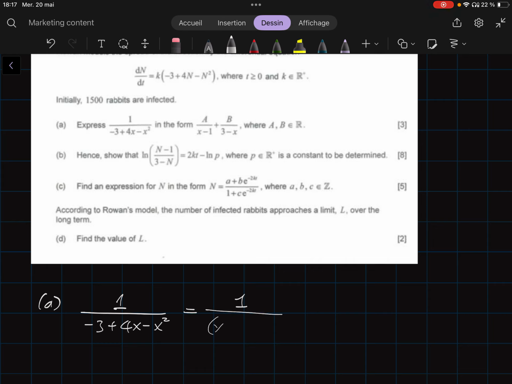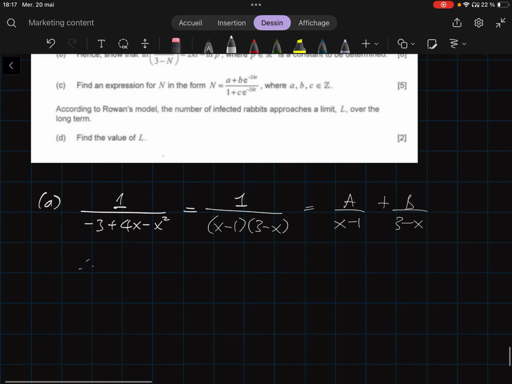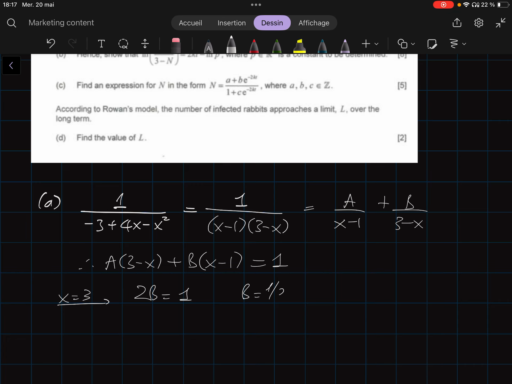Downstairs factorizes to x minus 1, 3 minus x. Equating coefficients. Add the two fractions first. If x is equal to 3, first term is gone. B is 1 by 2.